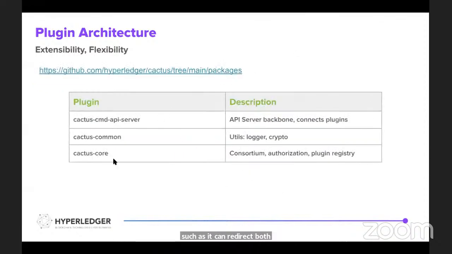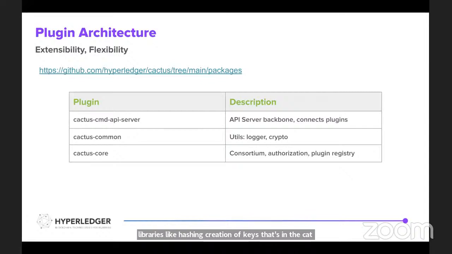So some of the interesting packages, as an example, are the API server plugin, which is basically the API server backbone, allows you to connect different plugins to it. It redirects the calls to the correct plugin. It basically does all of the heavy work on having this plugin architecture working. Then we have some utilities like loggers, cryptographic libraries like hashing, creation of keys. That's in the Cactus common.